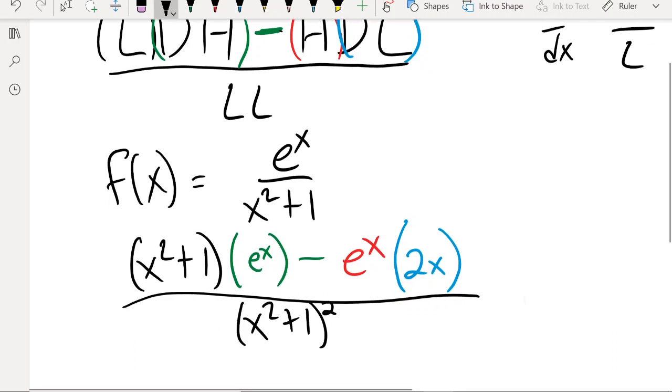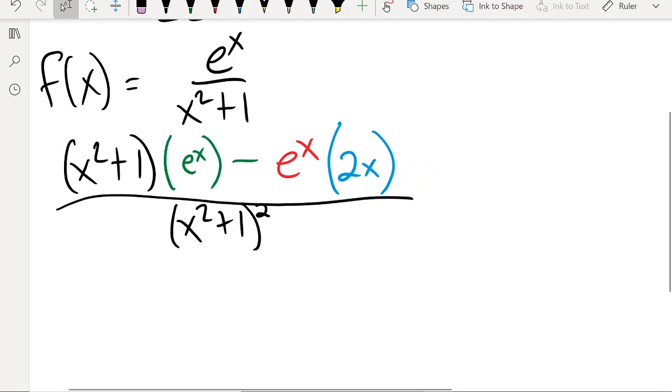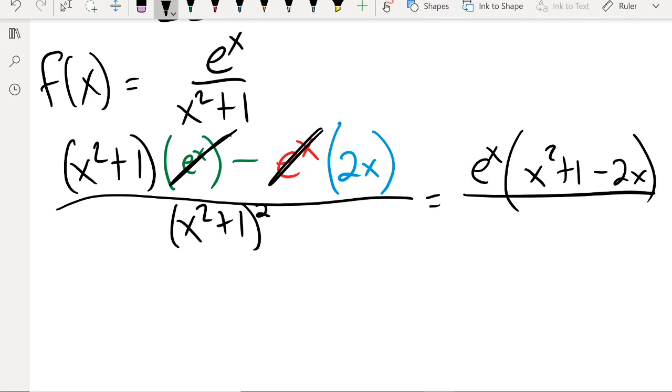Okay, so let's clean this up a little bit, but basically we're done. The rest of this is just the algebra. I've got two e to the x's. I can actually just factor out an e to the x and make it a little bit easier to look at. If I factor out e to the x, it's kind of like I'm dividing it from both. So this would be x squared plus 1 minus 2x, all over x squared plus 1 squared.